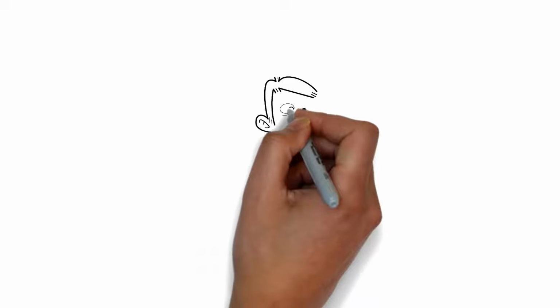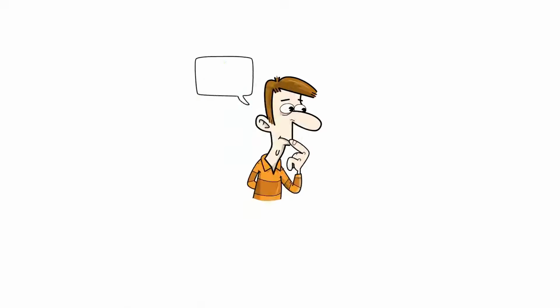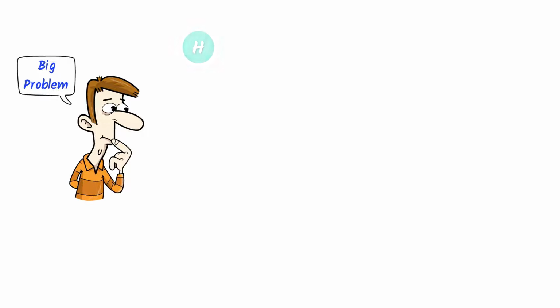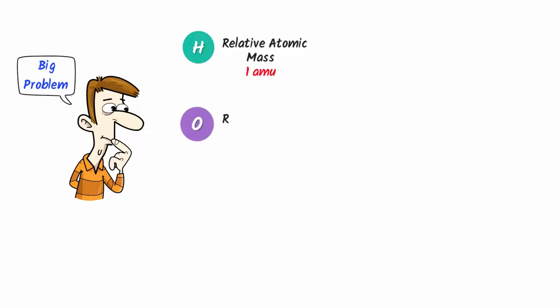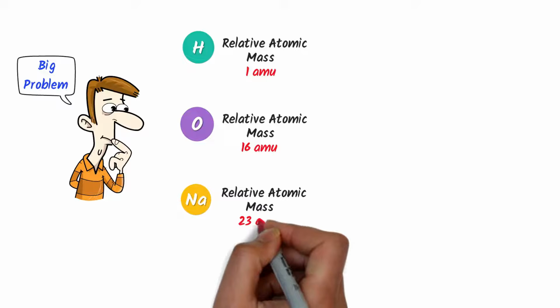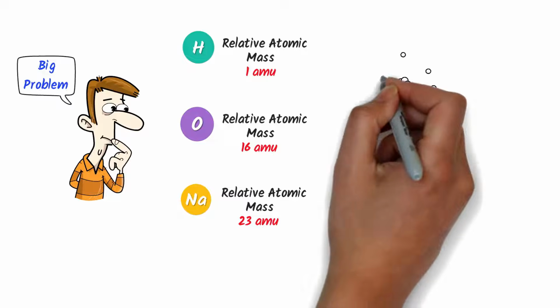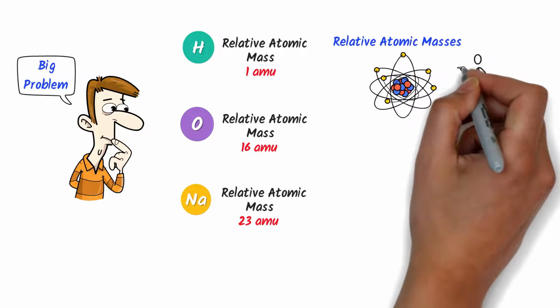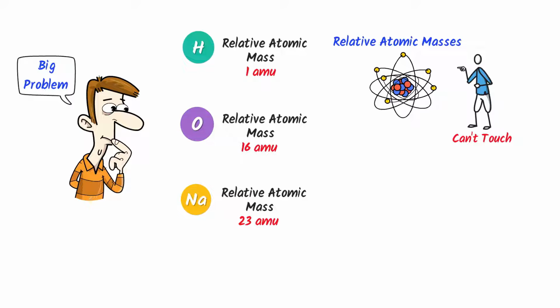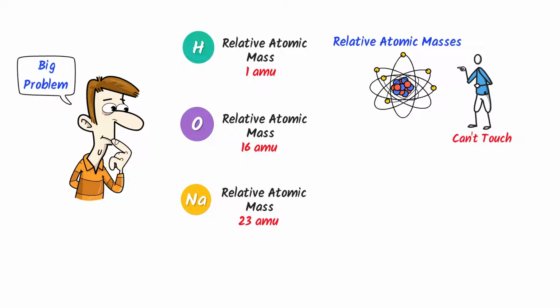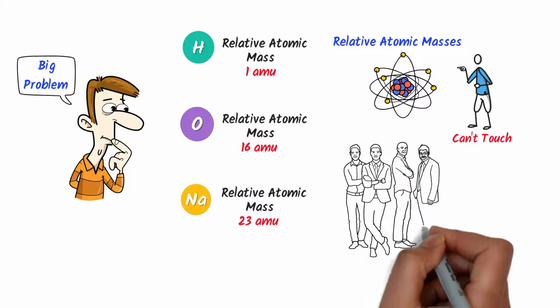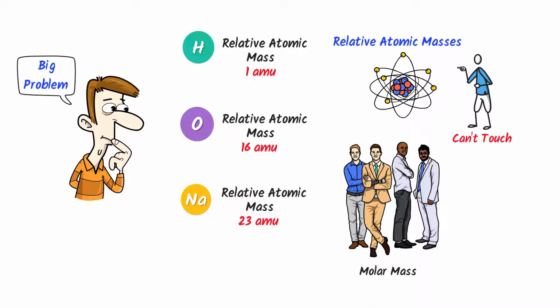Now listen carefully. There is a big problem with relative atomic masses. For example, the relative atomic mass of one hydrogen atom is 1 AMU, the relative atomic mass of one oxygen atom is 16 AMU, and the relative atomic mass of one sodium atom is 23 AMU. We know that we cannot touch, see or do chemistry with one atom. I mean, it is very difficult to touch the relative atomic mass of one hydrogen atom. So this was a big issue. To solve this problem, scientists put forward the idea of molar mass.